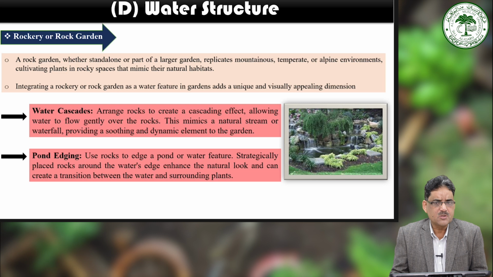Rocks can be arranged to create a cascading effect, allowing water to flow gently over the rocks. This mimics a natural stream or waterfall, providing a soothing and dynamic element to the garden. Rocks can be used to edge a pond or water feature. Strategically placed rocks around the water's edge enhance the natural look and can create a transition between the water and surrounding plants.